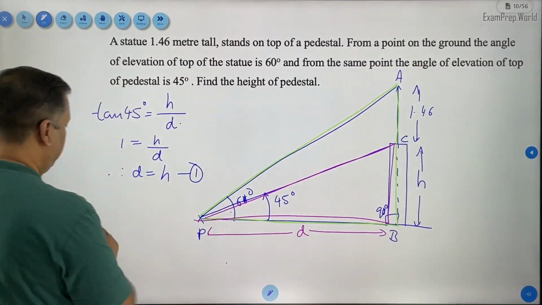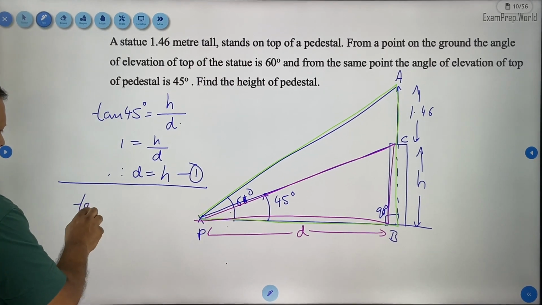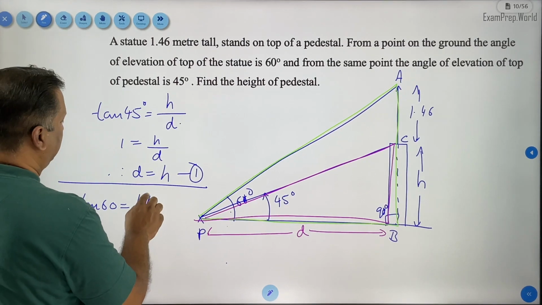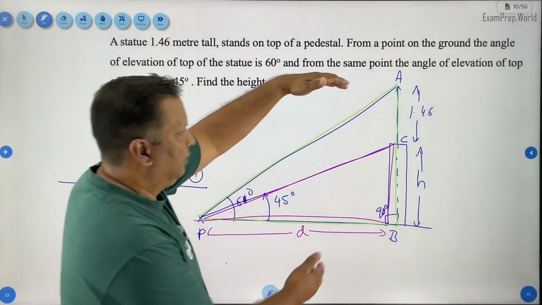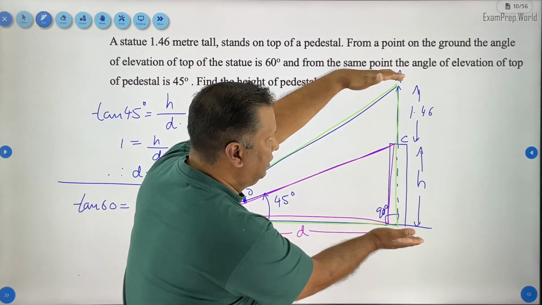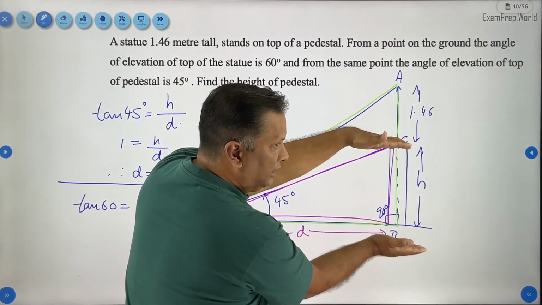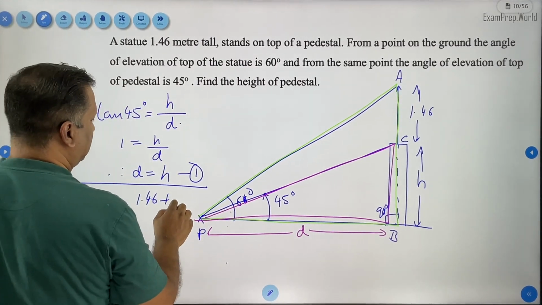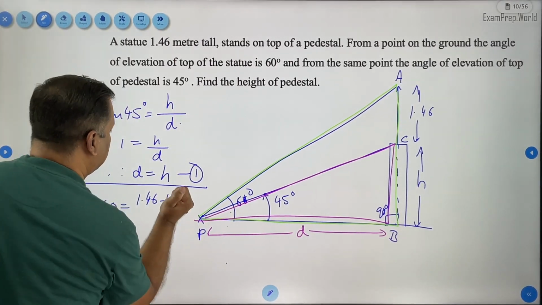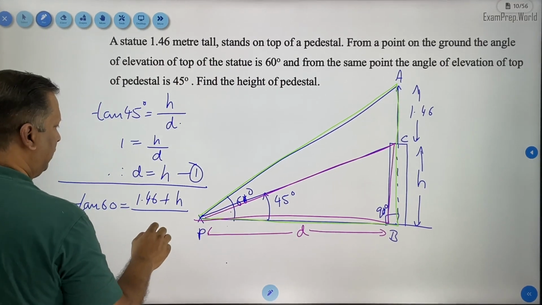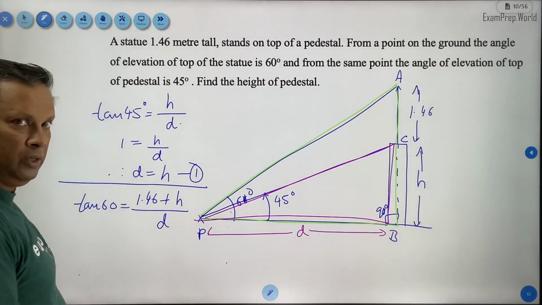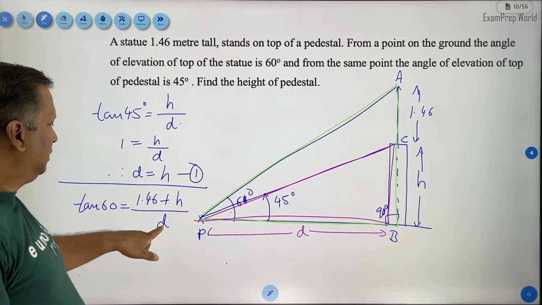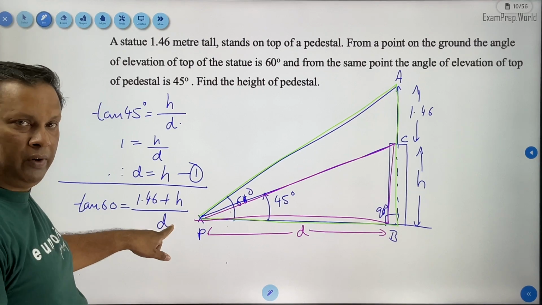Now let us look at tan 60. Tan 60 is... For tan 60, I am going to take the complete height, right? So 1.46 plus height. This is our opposite side. 1.46 plus D. Instead of h, I will write h only as of now, by D. Okay, clear? Now D is equal to h. So I will replace this with h because we have to find h.